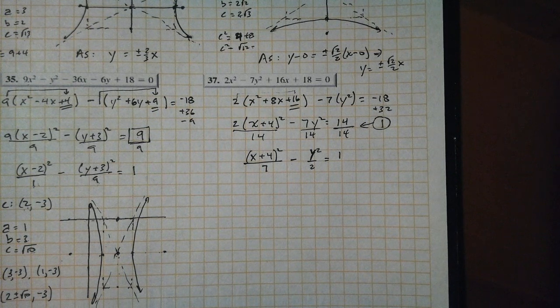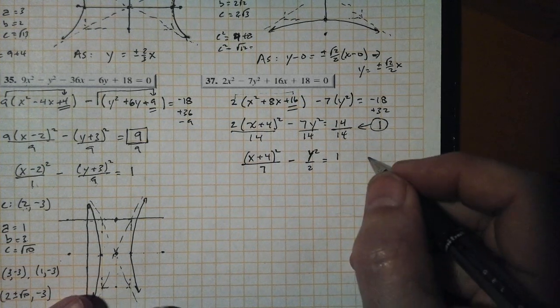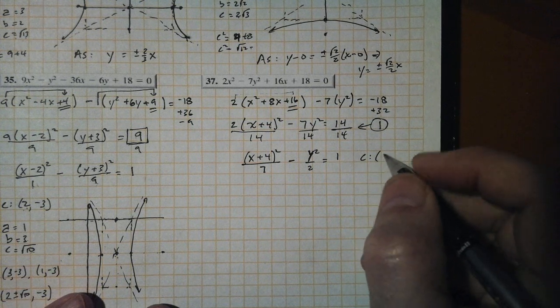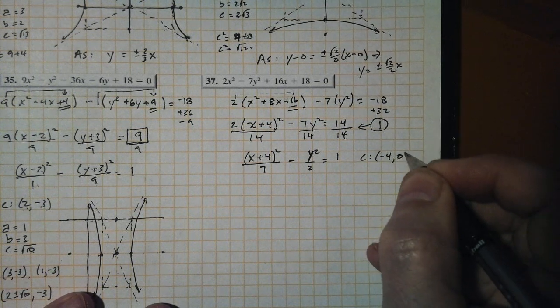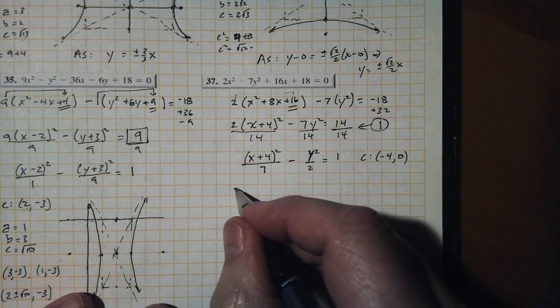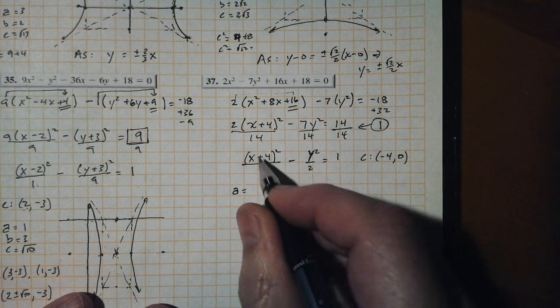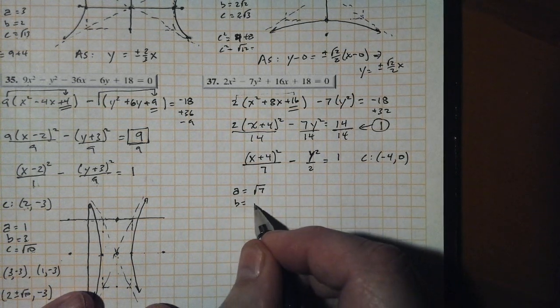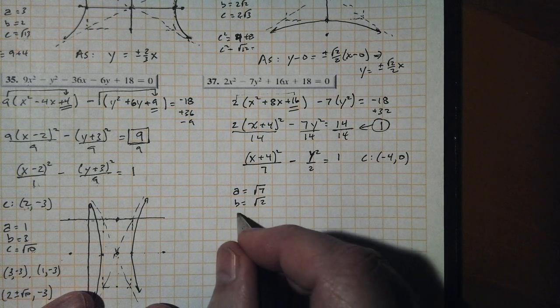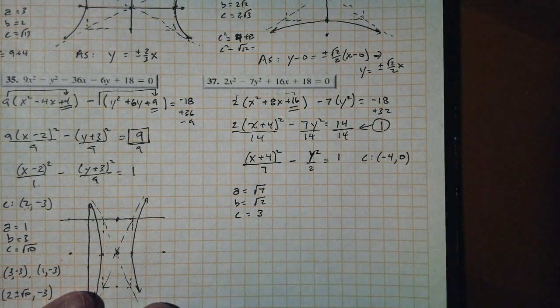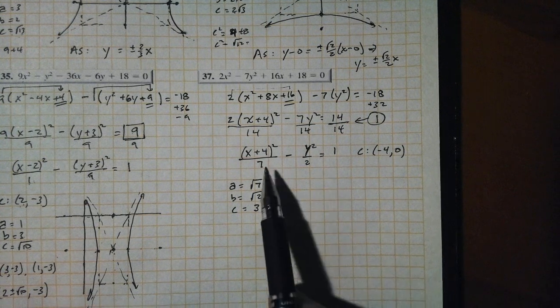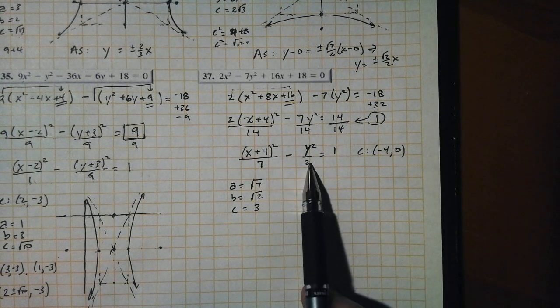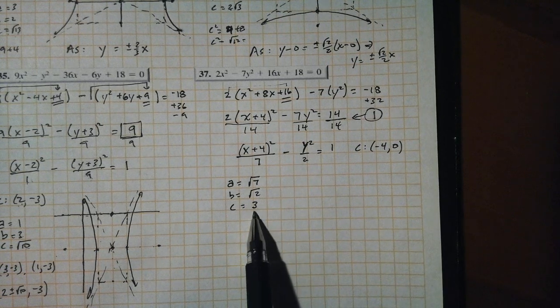And now, if you just needed that for support, work on the rest of this yourself, come back and check it. We have a center of x = -4, y = 0. We've got A, under the positive, is square root of 7. B, square root of 2. C is 3. How did I get that so quickly? Well, here it is. A squared plus B squared, 9. Square root of 9, 3.